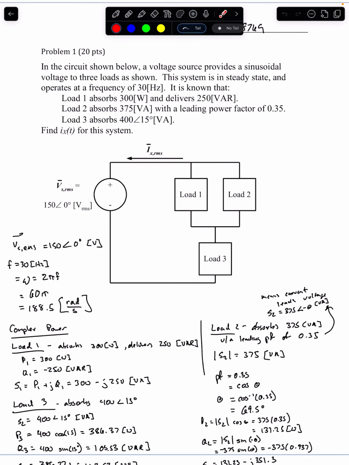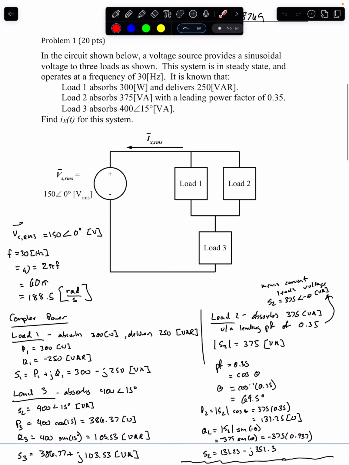Okay, so for my video, I'm going to do the problem from the quiz today, which I believe was quiz 6. So we have a circuit, a system in steady state, that operates at a frequency of 30 hertz. That's providing a voltage at a frequency, so we automatically know it's going to be a complex power problem.